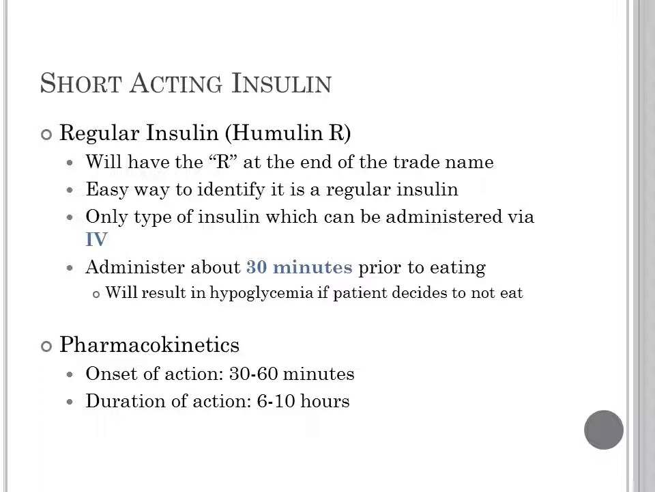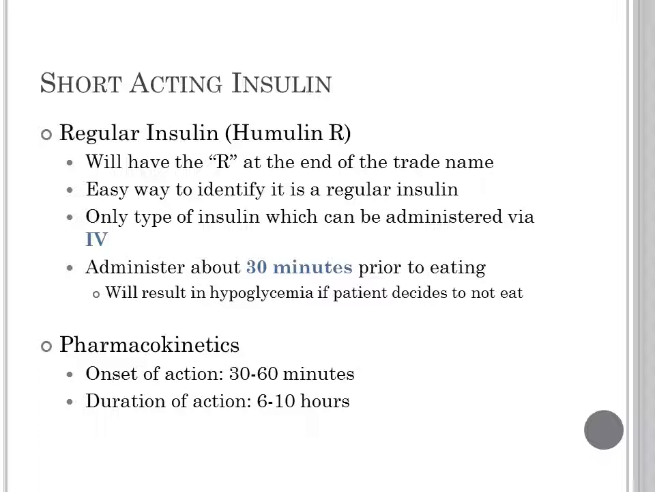A special thing about your regular insulin is it's the only type of insulin which can be administered via IV. So when your patient comes in with diabetic ketoacidosis and you have to start an IV drip, this will be the type of insulin you'll give. There's no other form of insulin which can be given IV. If you were to give a rapid-acting insulin IV, it would have dire consequences for the patient. So you want to make sure that you're giving it by the appropriate route. Again, this is the only type of insulin which is going to work IV.